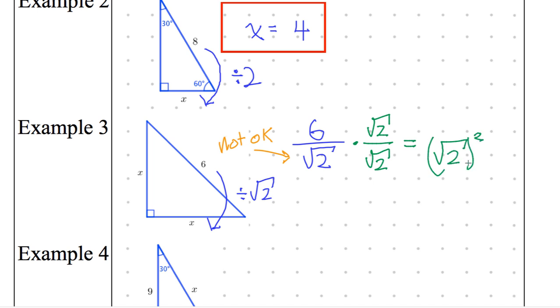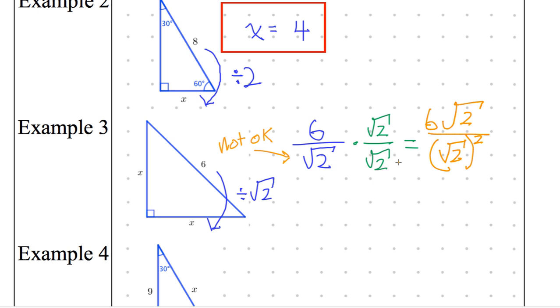Because there's 2 of them. When I multiply 2 things together, you square them. I just decided to multiply by square root of 2 over square root of 2. So in order to rationalize the denominator, multiply the top and bottom by whatever the denominator is. Now you get square root of 2 squared in the denominator, and the top is just 6 square root of 2.